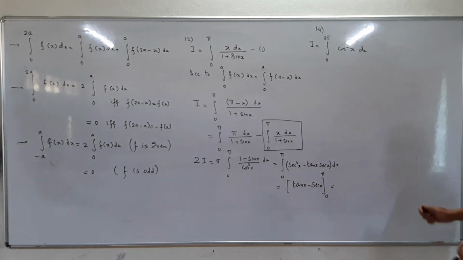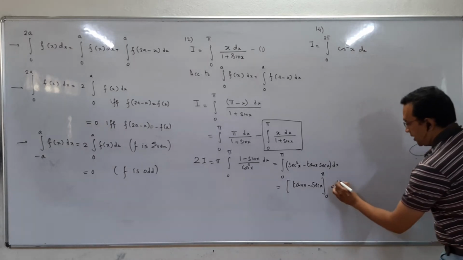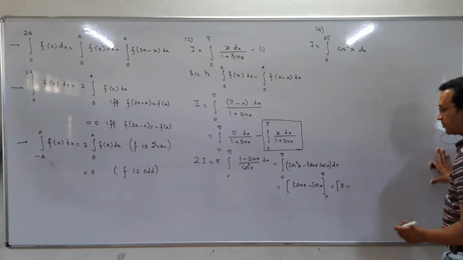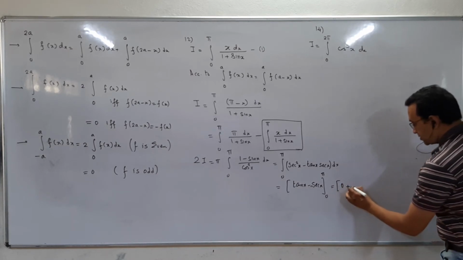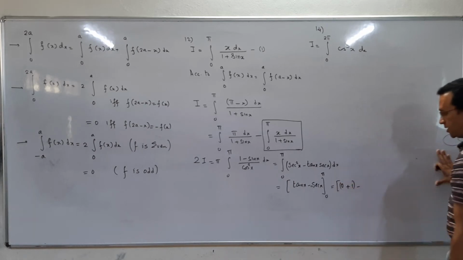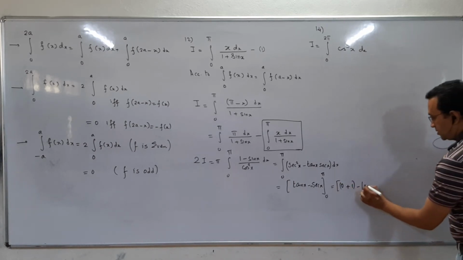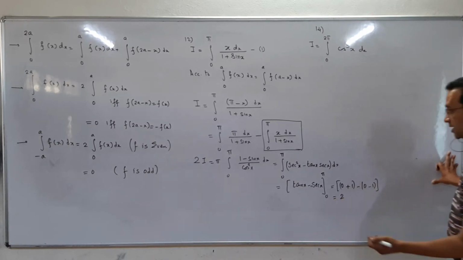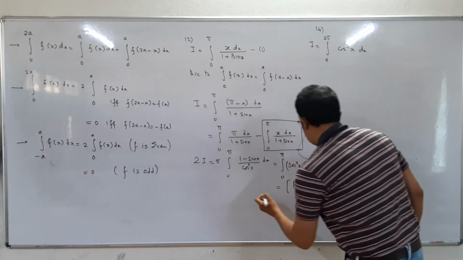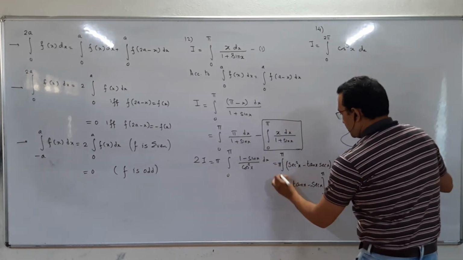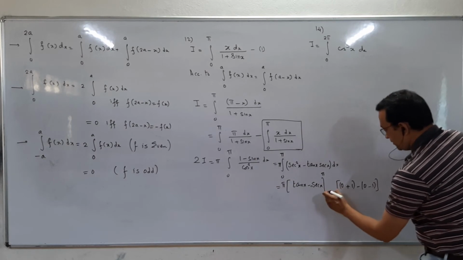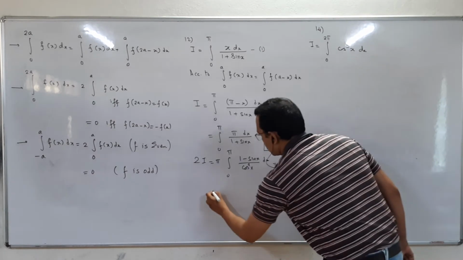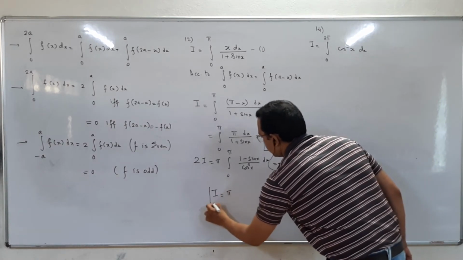Okay, so if we simplify, tan pi is definitely 0. Sec pi is minus 1, so minus minus becomes plus. Minus tan 0 is 0 and sec 0 is 1, so 1 plus 1 is 2. Twice I is equal to, sorry, this is also pi into 2, multiplying the value of pi. So this will be twice pi. So the answer of I is equal to pi.